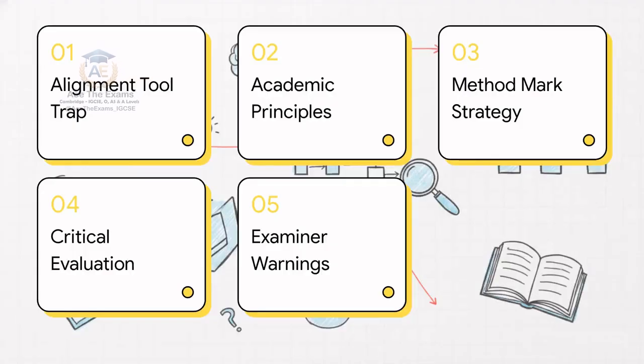Here is our agenda for today. Number 1, the alignment tool trap. Number 2, core academic principles. Number 3, the method mark strategy. Number 4, critical evaluation skills. And number 5, top examiner warnings. Let's get right into it.